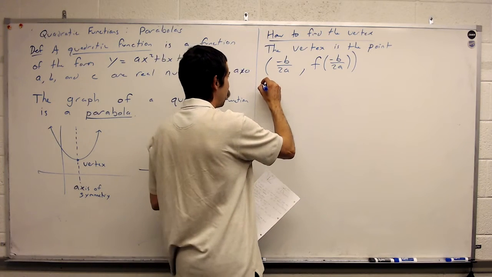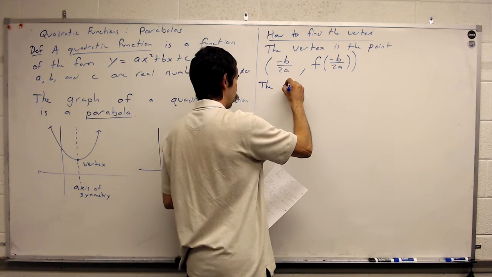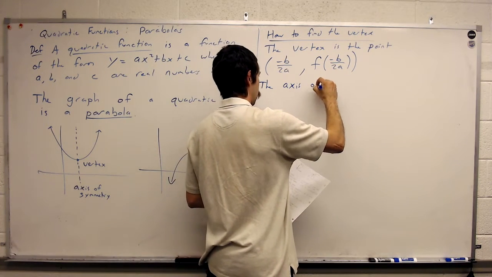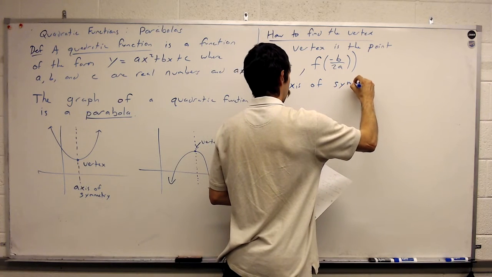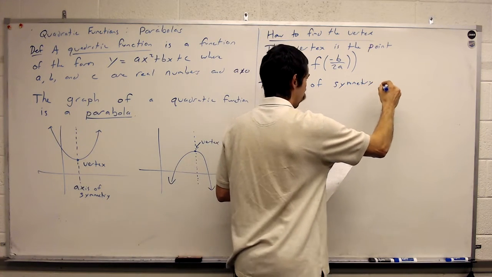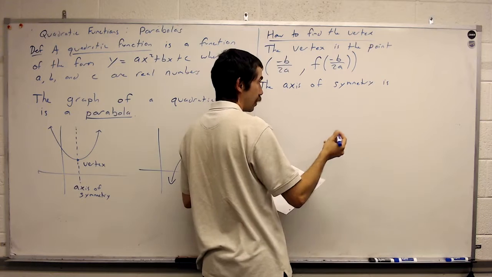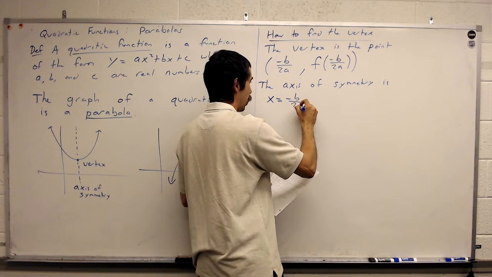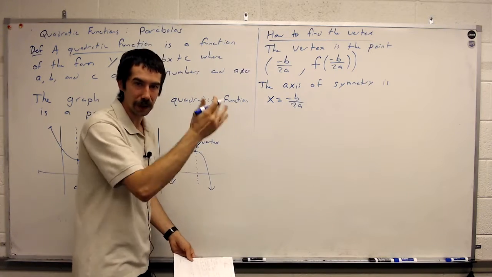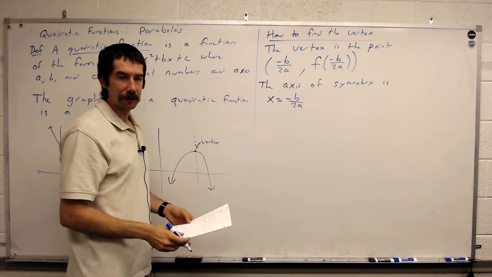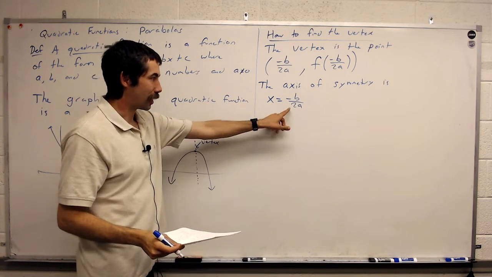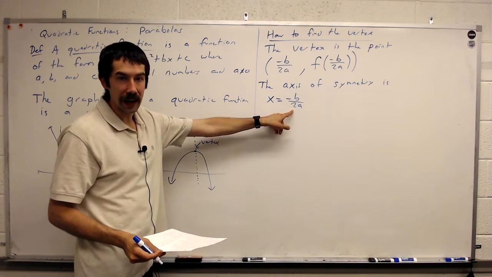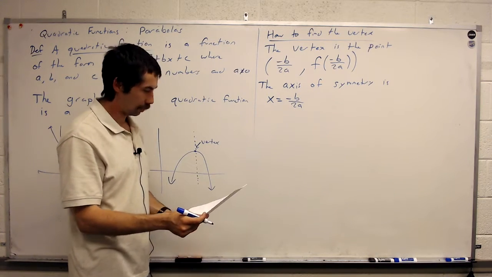The axis of symmetry is the line x equals negative b over 2a, right? X equals a number is a vertical line. So x equals negative b over 2a is the vertical line that goes through the vertex.